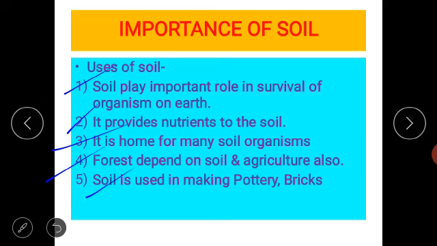Fifth, the soil is used in making pottery, bricks, and many other articles. So that is also a use of soil.